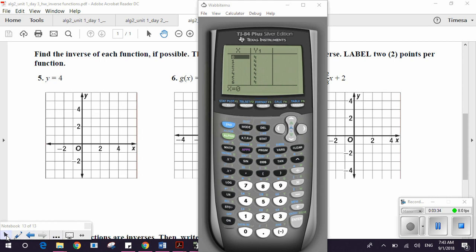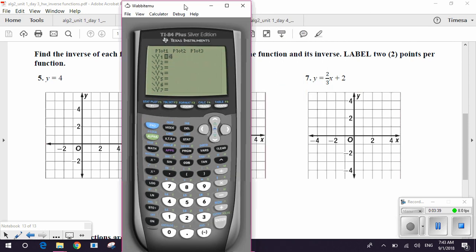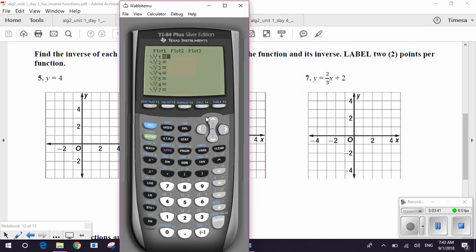Now let's look at our next function on number 7. Y equals 2/3 x plus 2. Again, we probably forgot what that looks like, so let's graph it. Alpha y equals, trying to get my fraction up there. It's not allowing me. I'll have to play with that feature a little more.